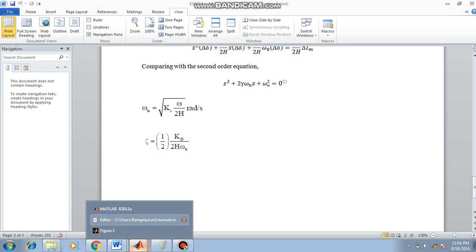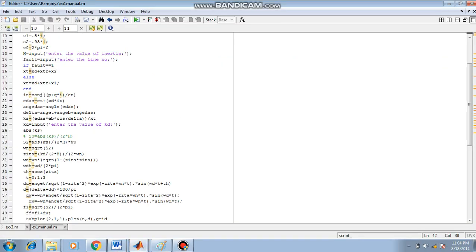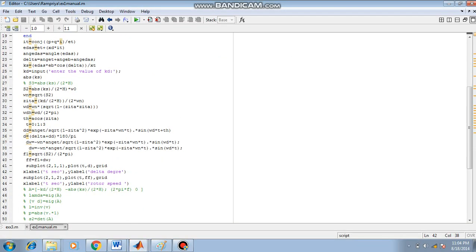You need to compare these formulae, the derivation, everything, with the program. So we have written the program. We have found S2, omega n, zeta, then omega D, and all the values. Then finally I get the new delta and then the change in omega, and the new omega is the old omega plus this change in omega. Similarly, I get all the equations and then plot them. I am plotting the graph separately for delta, the rotor angle, and separately for the rotor speed.